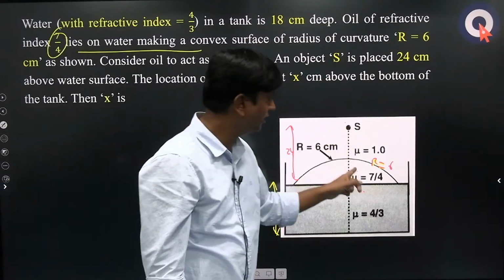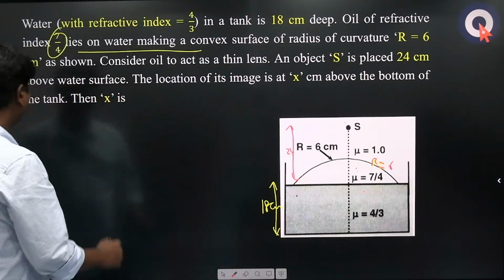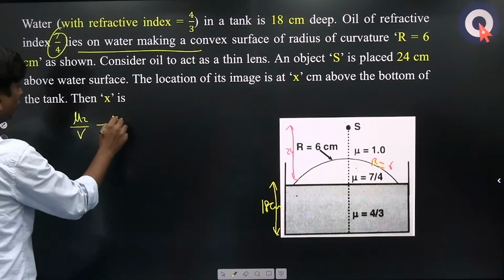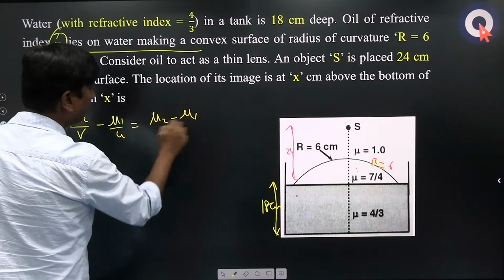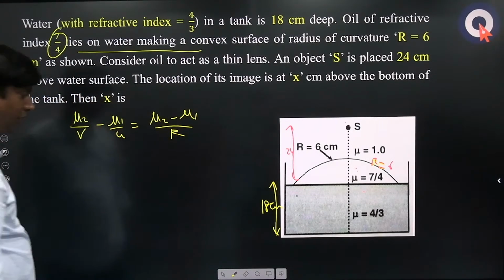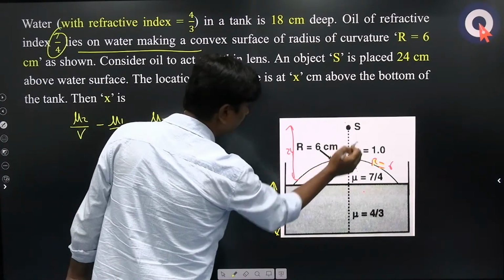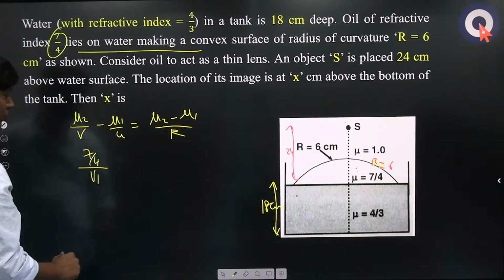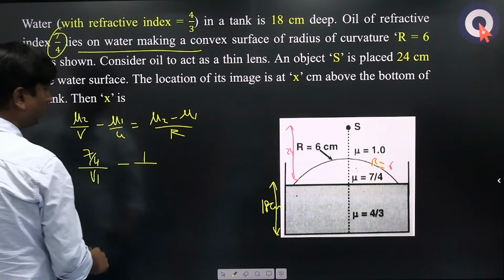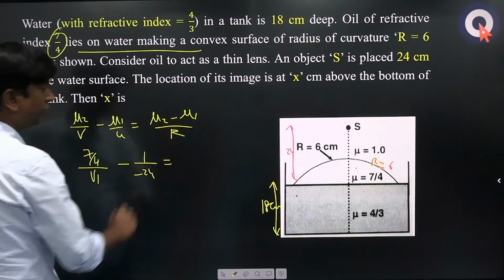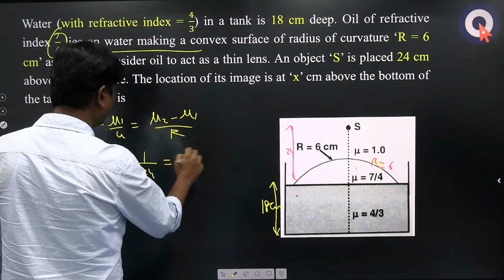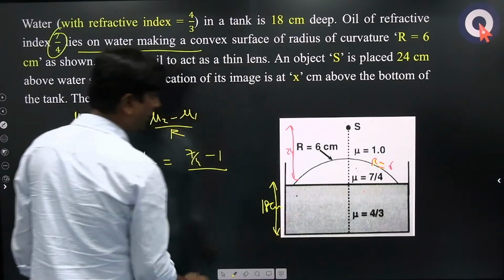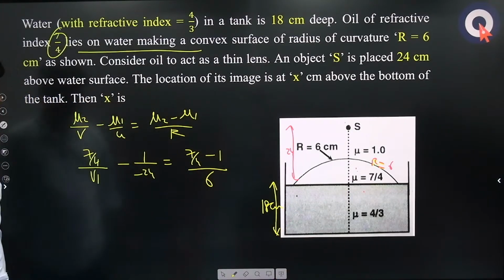So first we consider the spherical refraction. We are using the formula for spherical refraction, that is nu2 by v minus nu1 by u is equal to nu2 minus nu1 by r. So what is nu2? Ray of light is going from this medium to this medium. So nu2 is 7 by 4 on v1. We have to calculate minus nu1, air, 1 by u, which is minus 24, is equal to nu2 minus nu1, so 7 by 4 minus 1, by r. The radius is in the direction of light, so it is 6, right?